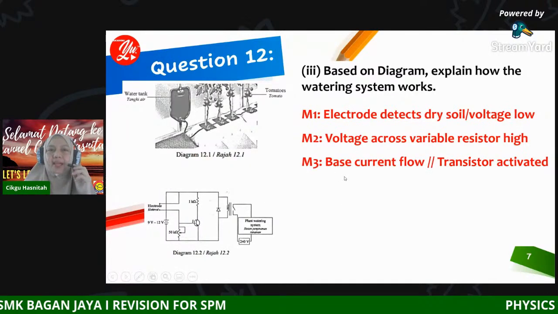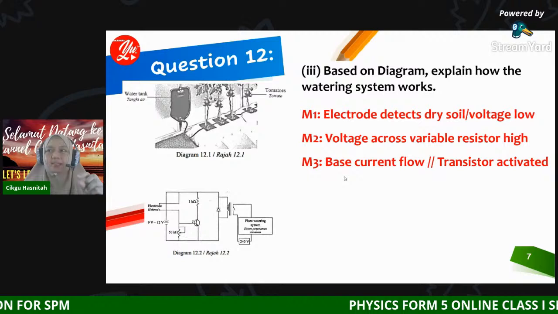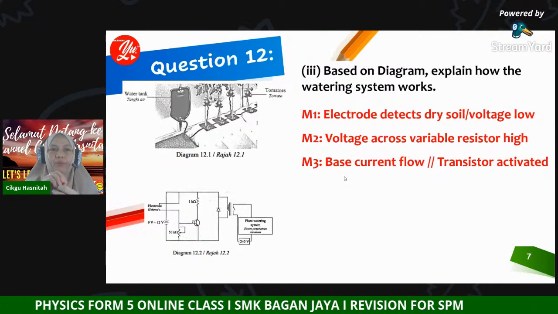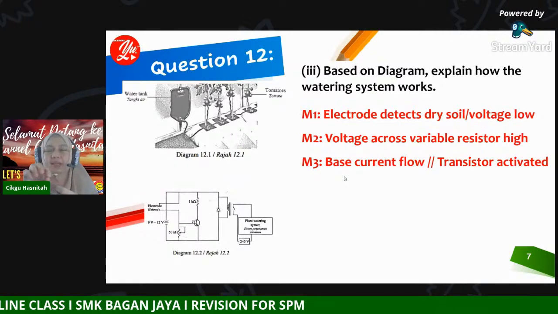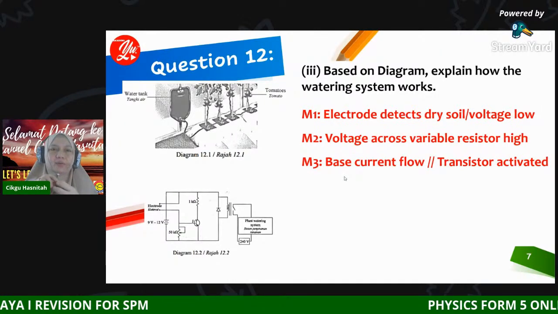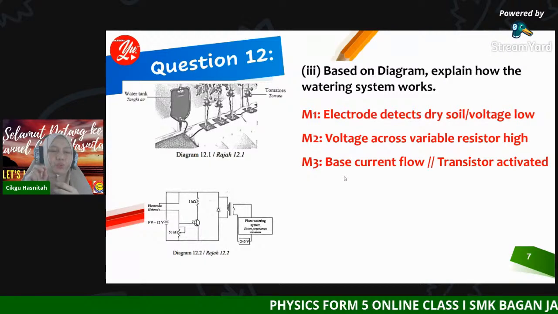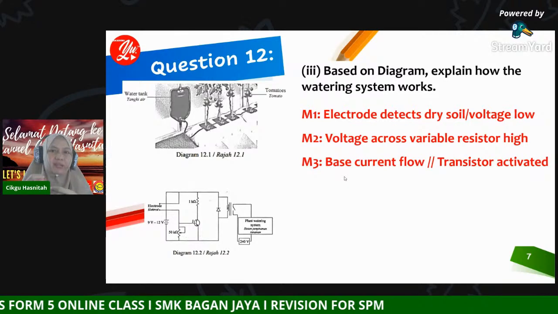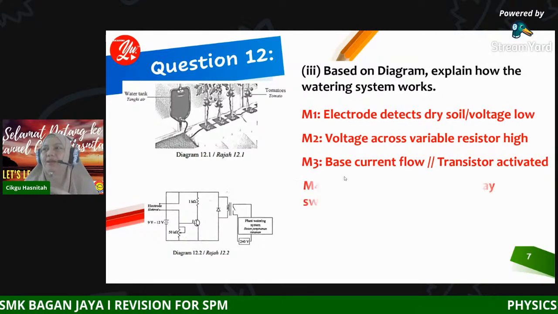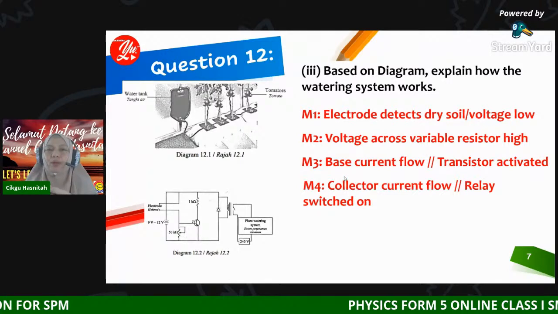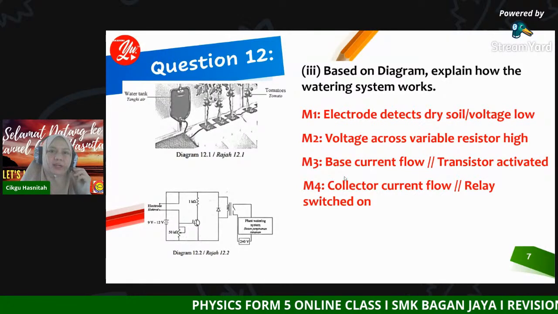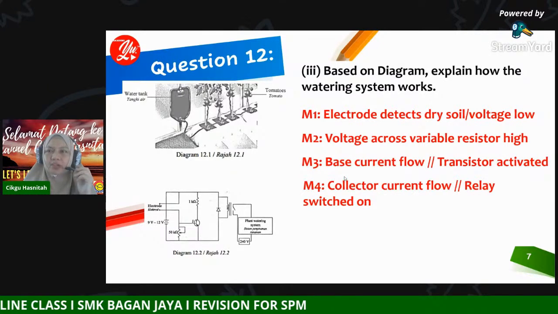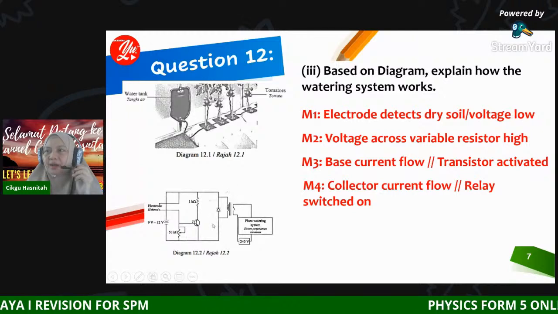So there will be a base current flow to the transistor. Remember class, when the base voltage is higher, there will be enough base current flow to the transistor, which means that the transistor will be switched on. Or you can say the transistor will be activated. Activated means it will be switched on. And finally, there will be a current flow to the collector. Collector current flows, and it will switch on the relay switch at this part.